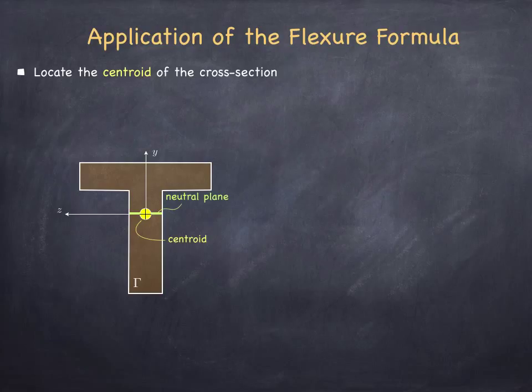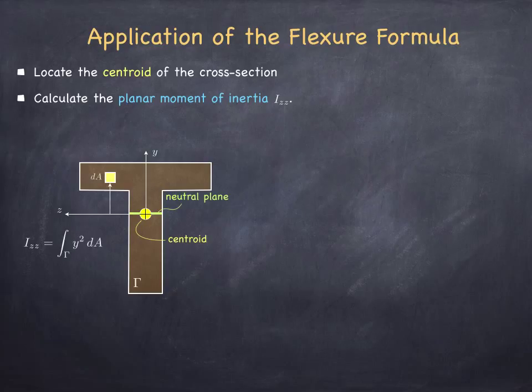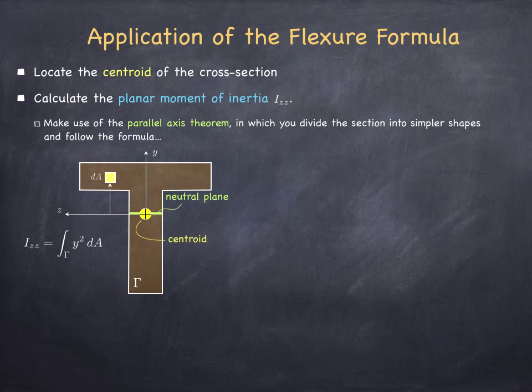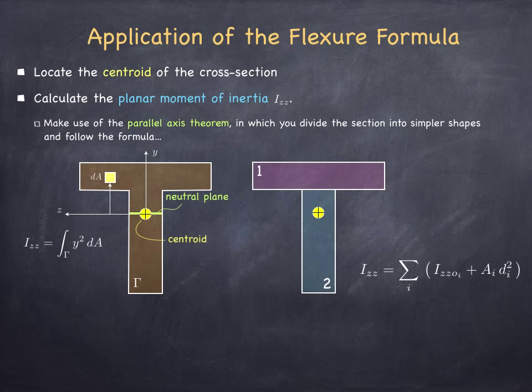So after that, we need to obtain the second moment of area of this entire cross-section about the z-axis. So we need to calculate the planar moment of inertia IZZ. Sometimes we can do this in closed form for a given cross-section, and sometimes we can take a shortcut and use the so-called parallel axis theorem to obtain the second moment of area for the cross-section.